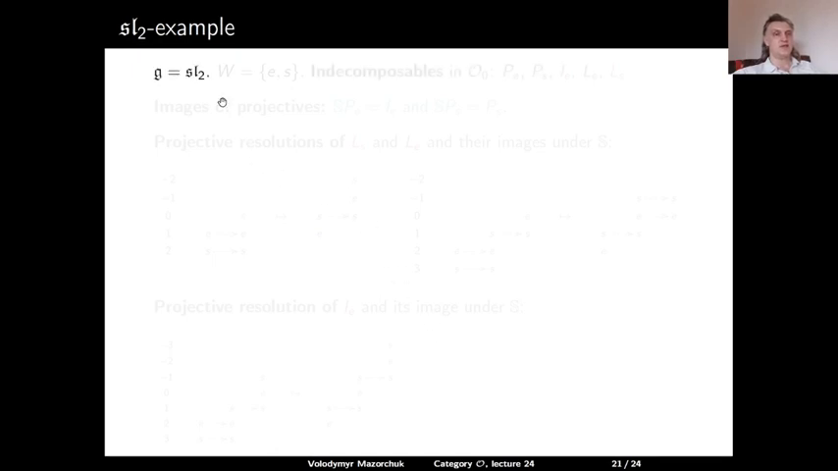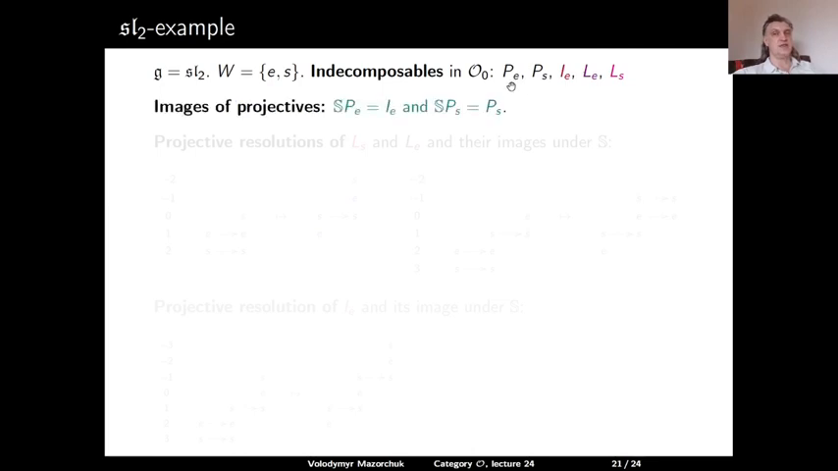In the case of SL2, the Weil group consists of the elements E and S. And we have 5 indecomposable objects in O0: the projectives PE and PS, the injective IE, and then the simples LE and LS. The images of the projective objects under the Serre functor are very easy to compute. So PE is sent to IE and PS is sent to PS.